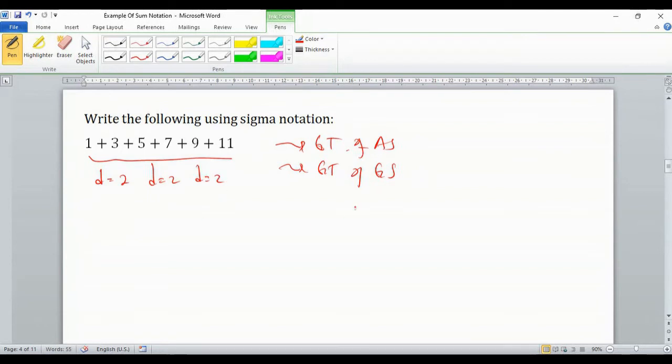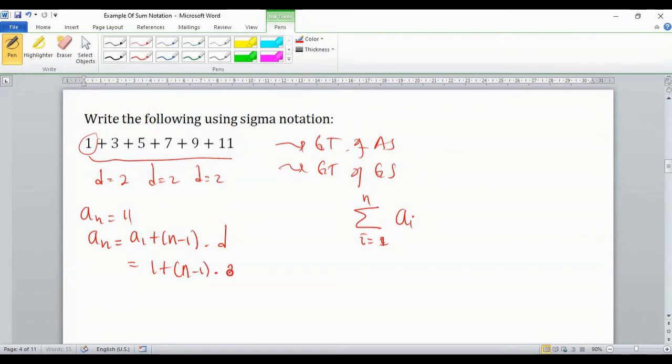So from here we know that the sigma notation is sigma, with the index starting at i equals 1 until n, and then the general term. We know that the general term for the arithmetic sequence is the first term plus n minus 1 times d. The first term is 1, plus n minus 1, because we don't know what n is, we just put n minus 1 times the difference 2.